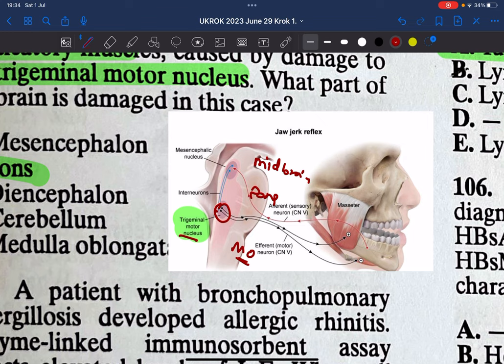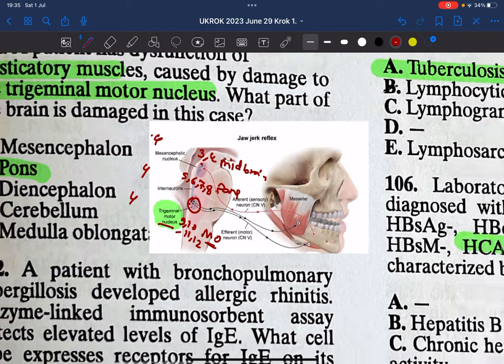There is an unofficial rule you can use: the third and fourth cranial nerves are in the midbrain, the fifth, sixth, seventh, and eighth are in the pons, and the ninth, tenth, 11th, and 12th are in the medulla oblongata. Like they say 4, 4, 4, but the first two are not actually in the midbrain. They are the olfactory and optic nerves, but you can use this as a simplification.